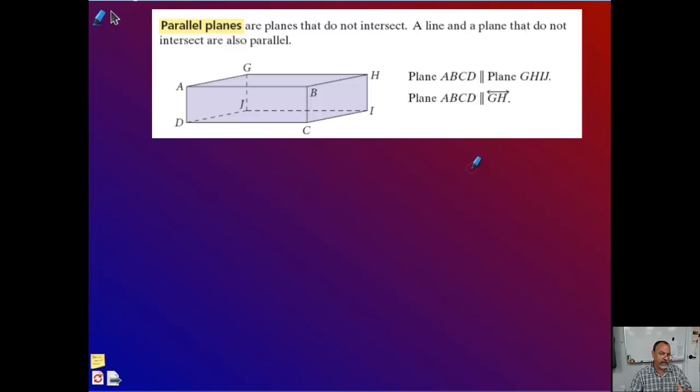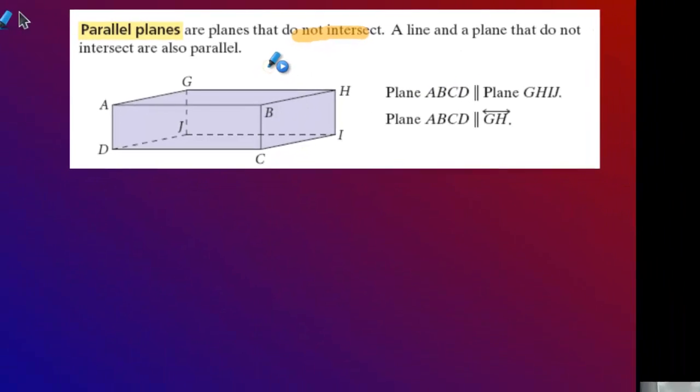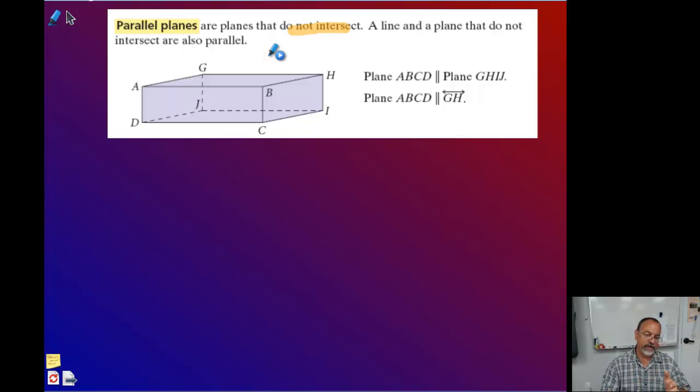So again, we want to read the paragraph, find the key information, write it in our notes, and then we'll discuss a little bit. Parallel planes are planes that do not intersect. A line and a plane that do not intersect are also parallel. So you can be talking about different figures according to this last sentence. When you're talking about parallel, you don't necessarily have to be talking about the same two types of figures. In other words, you don't have to be talking about just two lines, or two segments, or two rays, or two planes.